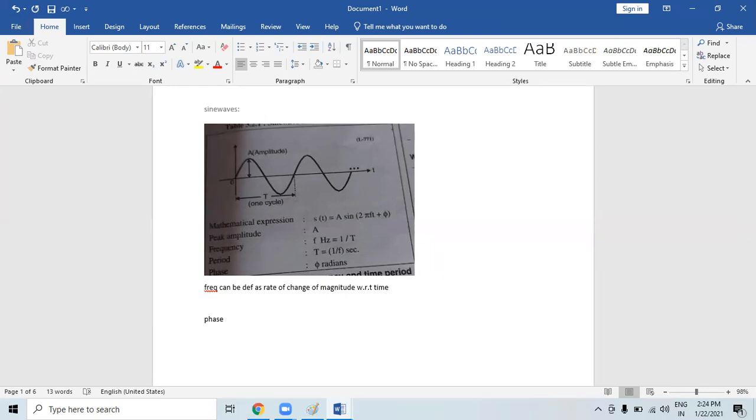Change of signal magnitude in a short time span corresponds to high frequency. Change of signal magnitude over a long time span corresponds to low frequency. A signal which does not change at all has zero frequency. An example of such a signal is DC, direct current signal. A signal that changes instantaneously has an infinite frequency. Examples are delta signal or impulse.